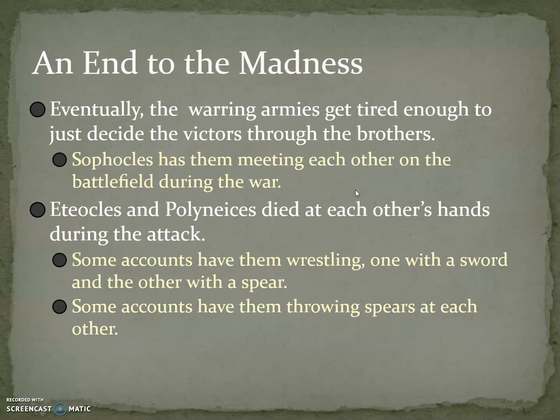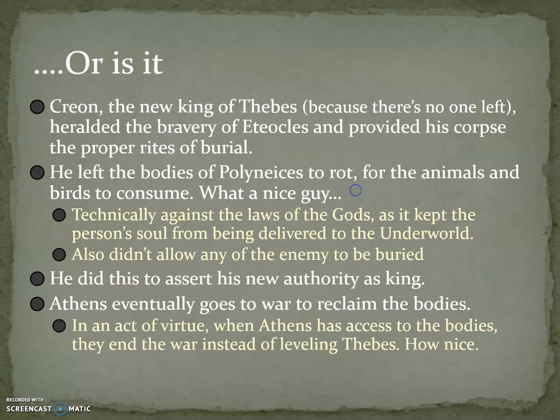So, eventually the warring armies get tired enough to just decide the victors through the brothers. Sophocles has them meeting each other on the battlefield during the war. Eteocles and Polynices essentially both died at each other's hands during the attack. Some accounts have them wrestling, one with a sword and the other with a spear. Some accounts have them throwing a spear at each other. One way or another, they both died.